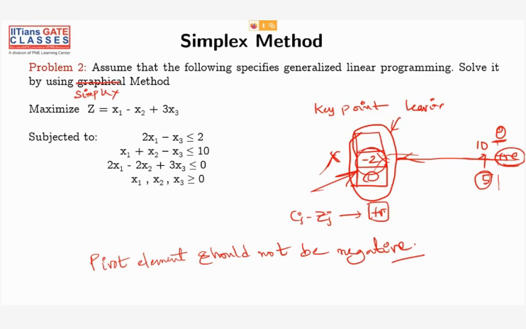Sir, you told that pivot element should not be negative. Obviously, you calculate theta corresponding to the S3 variable in the basis. What is theta? Theta is 1. No, no, for S3, it's 0. So what is minimum? Minimum there is 0. So obviously, you have to take that 0 as your corresponding pivot element column. Then now the pivot element is not negative, right? Yeah, it's positive 3.